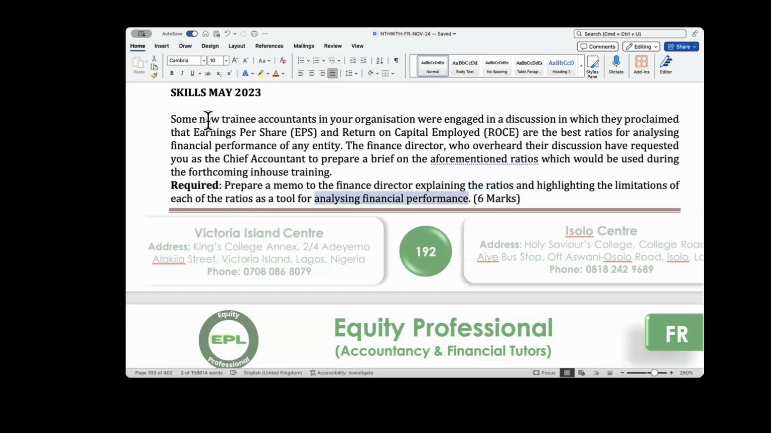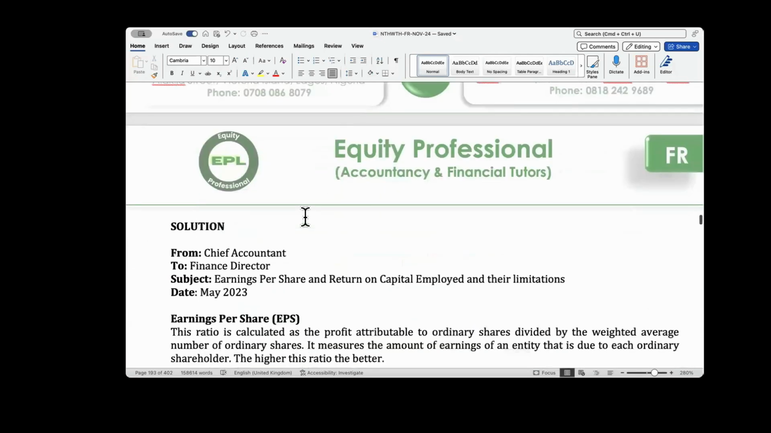It says, some new trainee accountants in your organization were engaged in a discussion in which they proclaimed that EPS and ROCE are the best ratios for analyzing financial performance of an entity. The finance director who overheard their discussion has requested you as the chief accountant to prepare a brief on the aforementioned ratios, which would be used during the forthcoming in-house training. Okay? Let me give them what they want.